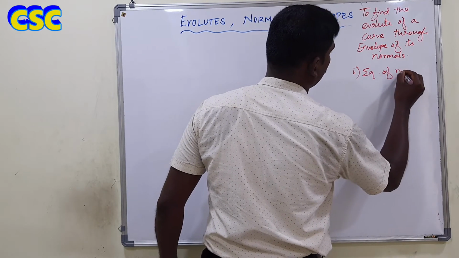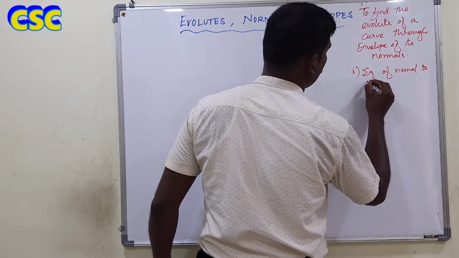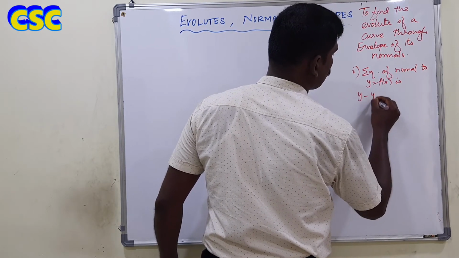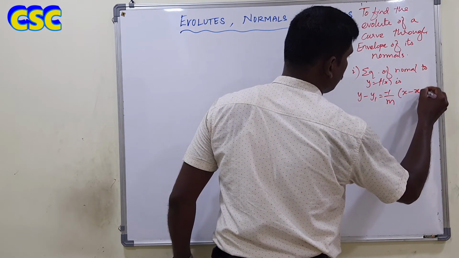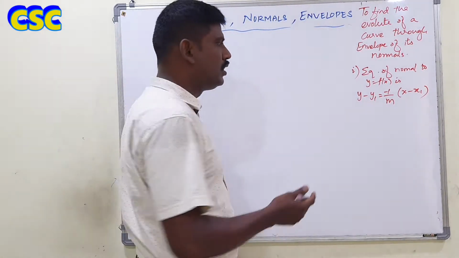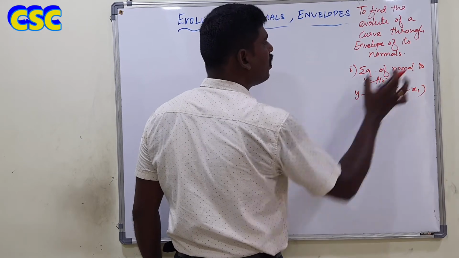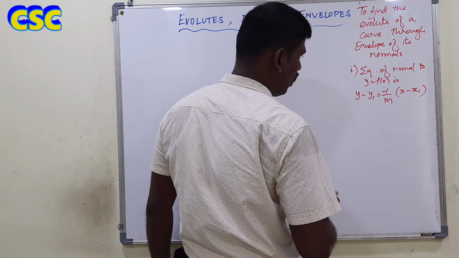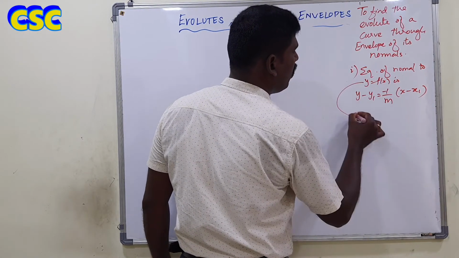The equation of normal to y equal to f of x is y minus y1 equal to minus 1 by m into x minus x1. In general, the equation of normal is a straight line, isn't it? So this is the basic formula to find the equation of normal. x1 and y1 are the parametric forms of the given f of x.